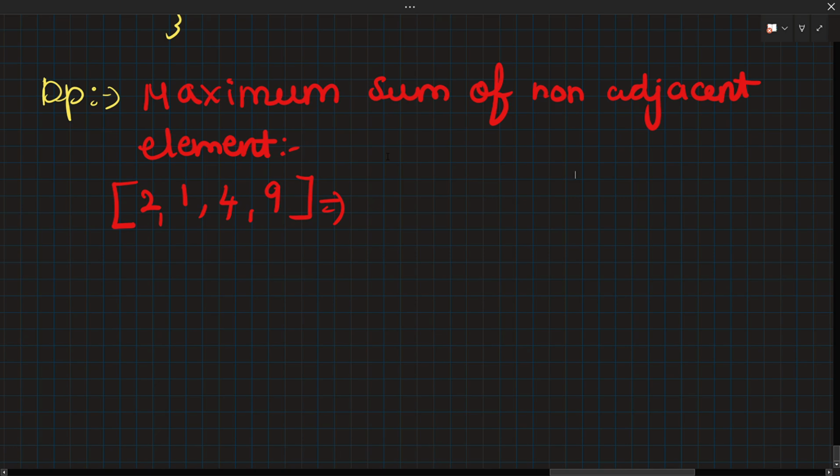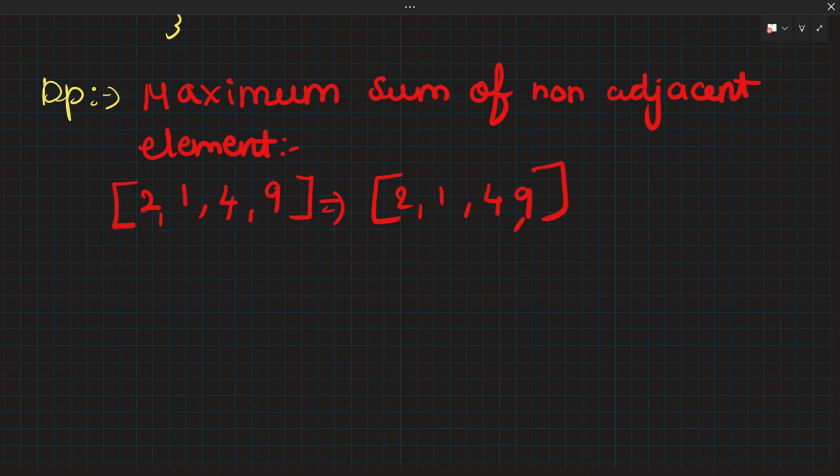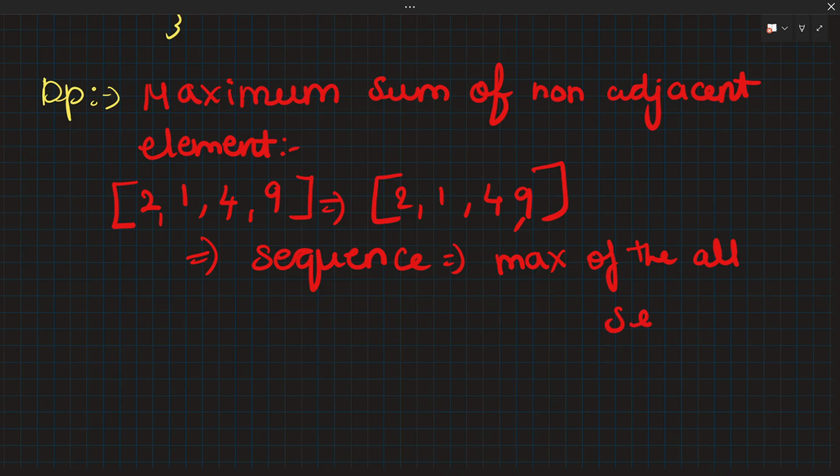Today we are going to see a problem in DP. The problem is maximum sum of non-adjacent elements. What does it mean? We are given an array, 2 1 4 9. We are going to take subsequences of the array and find the maximum over all of the subsequences in the given array.